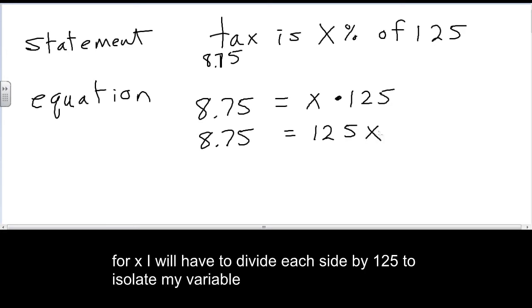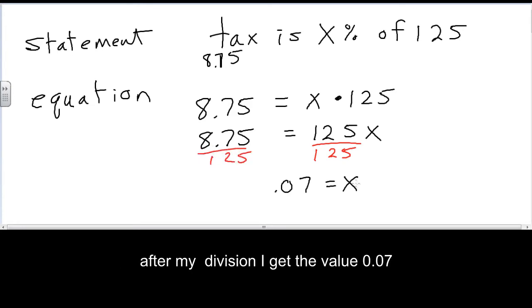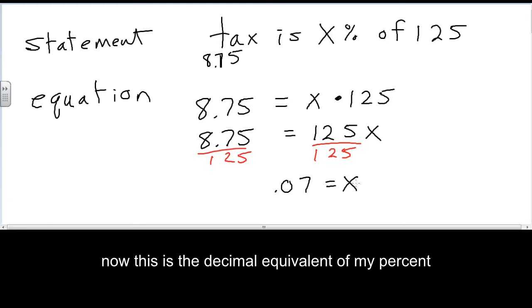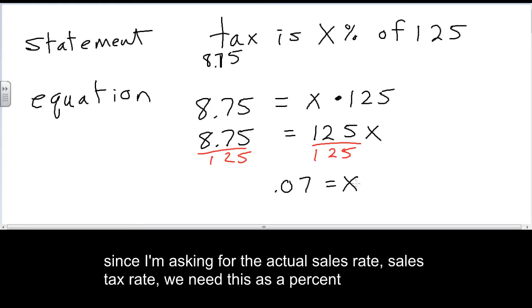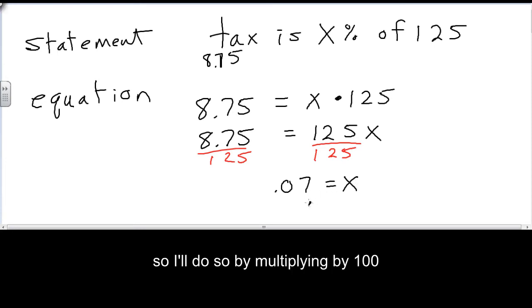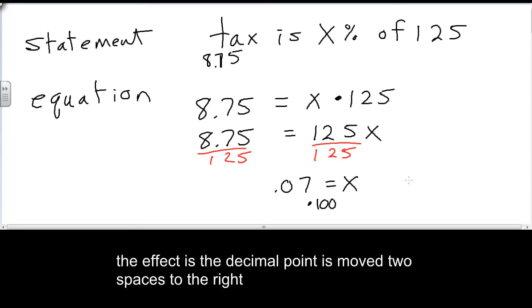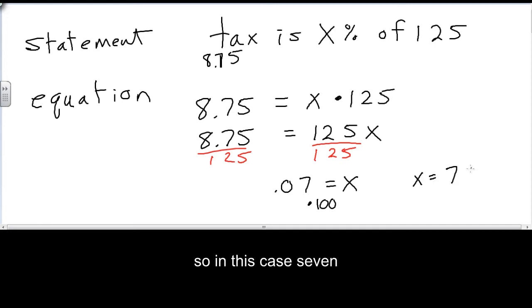So now to solve for x, I will have to divide each side by 125 to isolate my variable. So after my division, I'll get the value 0.07. Now this is the decimal equivalent of my percent. Since we're asking for the actual sales tax rate, we need this as a percent. So I'll do so by multiplying by 100. The effect is the decimal point is moved 2 spaces to the right. So in this case, 7% is the sales tax of this particular state.